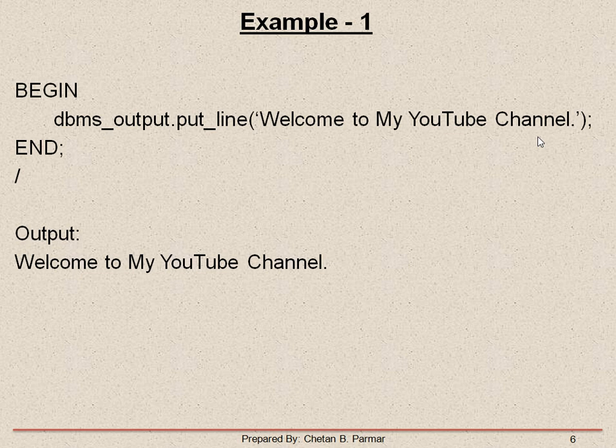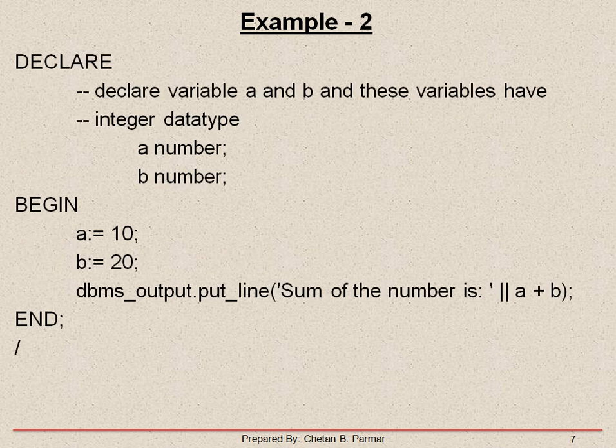Now we go ahead with another example, a little bit more advanced. Here this PLSQL block will display the addition of two numbers. So now you can see here is the declaration section first. Here I am declaring two variables, a and b. Both are of type number. So I am declaring variables, which are objects of the Oracle.